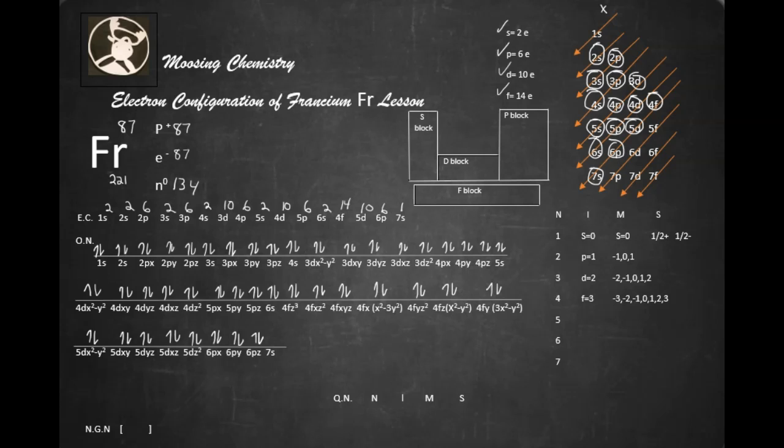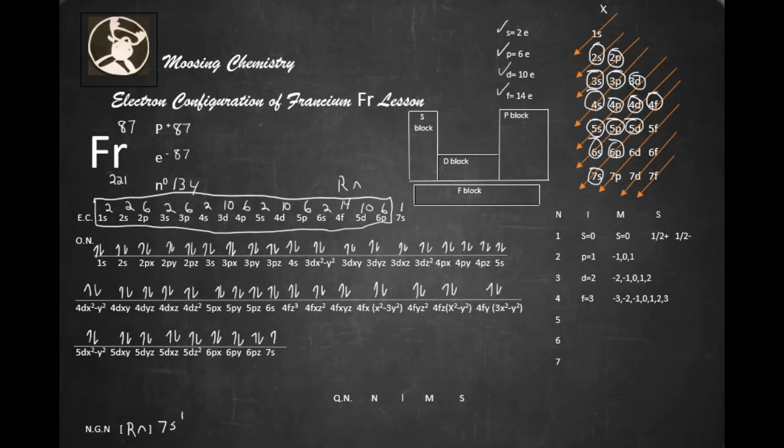Okay, and then 7s1 going up. Now, what's the nearest noble gas to francium? Why, it's radon. Okay, so it's Rn, and radon's electron configuration goes all the way out to 6p6. See that? That's our Rn, right? So you would just say Rn 7s1.